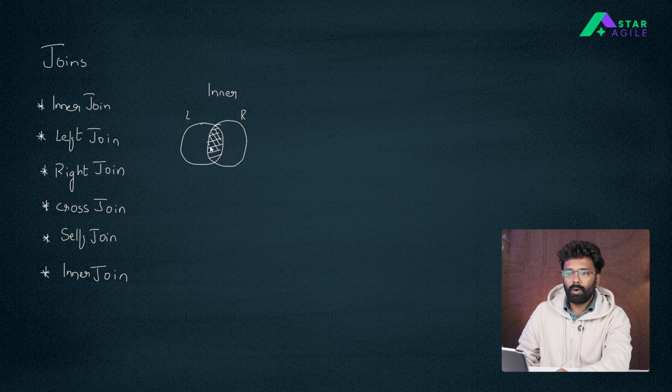Okay, so common data means the data which is matching between both the tables. That is the only data which has been provided when you perform an inner join. So what is the data? Only the matching data.